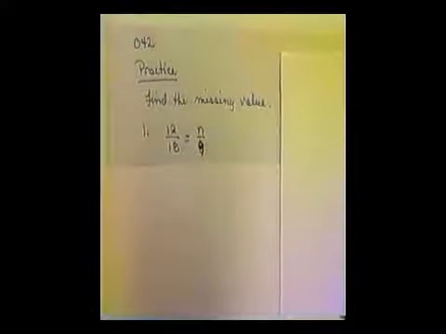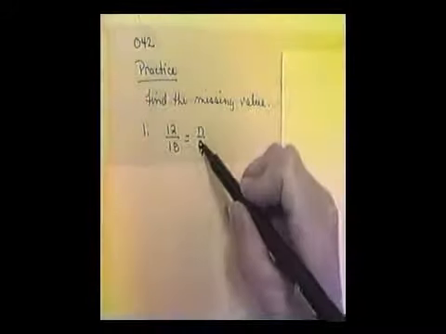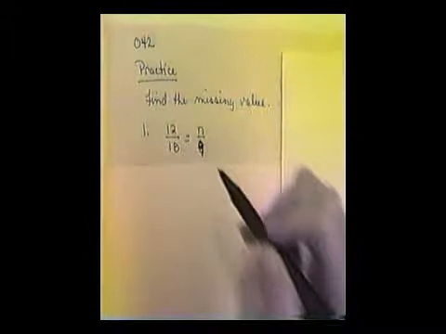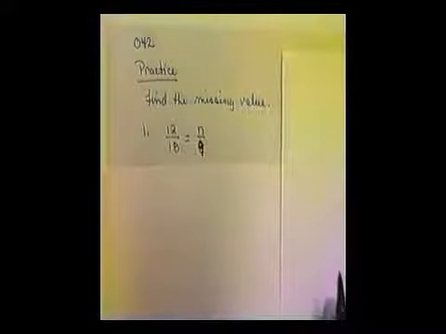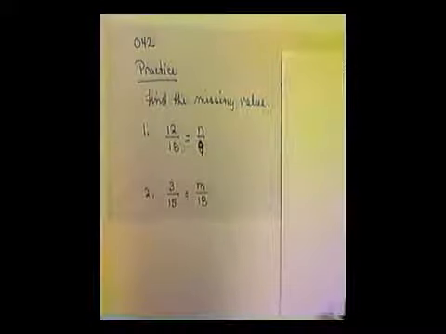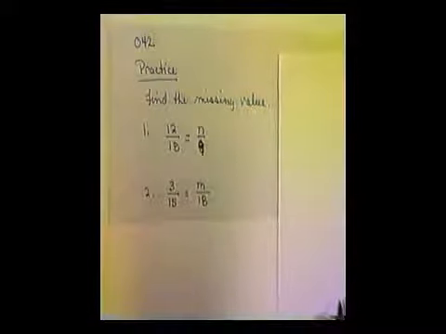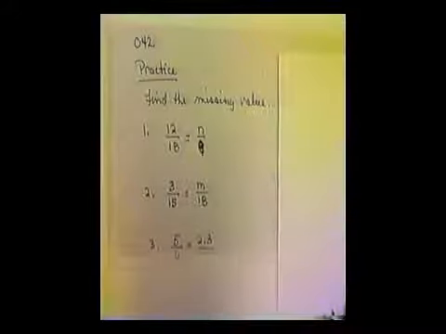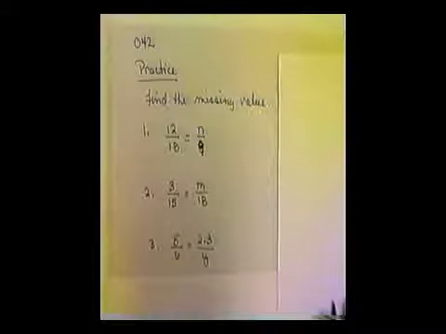The first problem is 12 over 18 equals n over 9. The second one is 3 over 15 equals m over 18. The third example is 5 over 6 is equal to 2.3 over y. Work those and then check your answers.